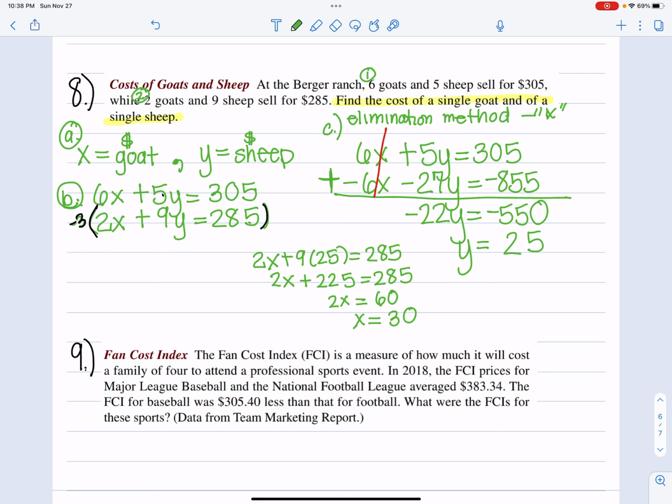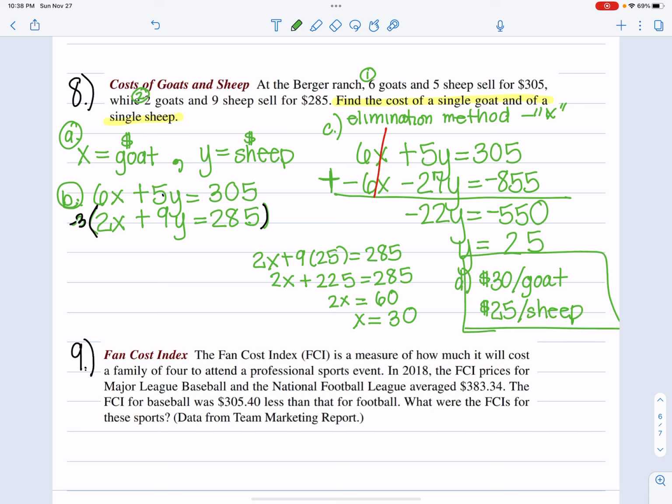Now I got to answer my question. I want to know the cost of the sheep and the goat. Okay, know which one is which. X represents the cost of the goat. Y represents the cost of the sheep. So part D, when I answer this, I would say $30 per goat, excuse me, and $25 per sheep. That's how I would answer it.